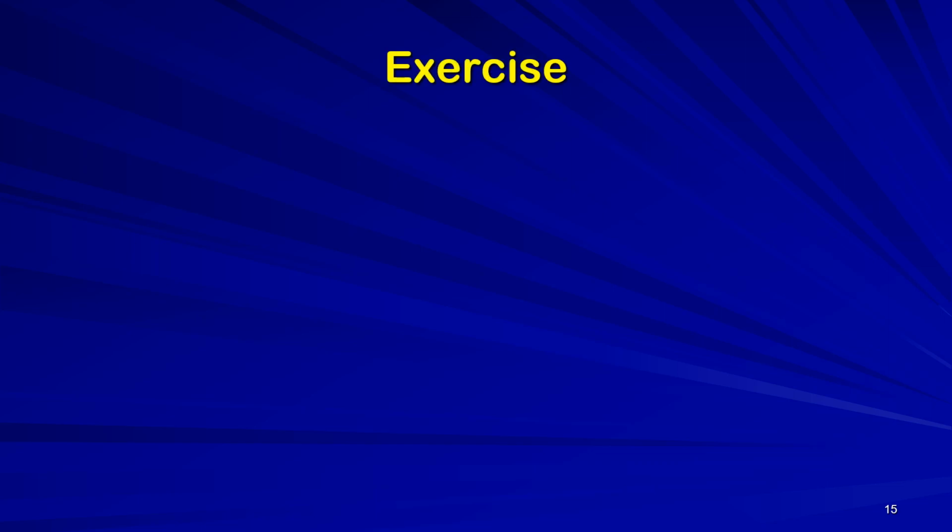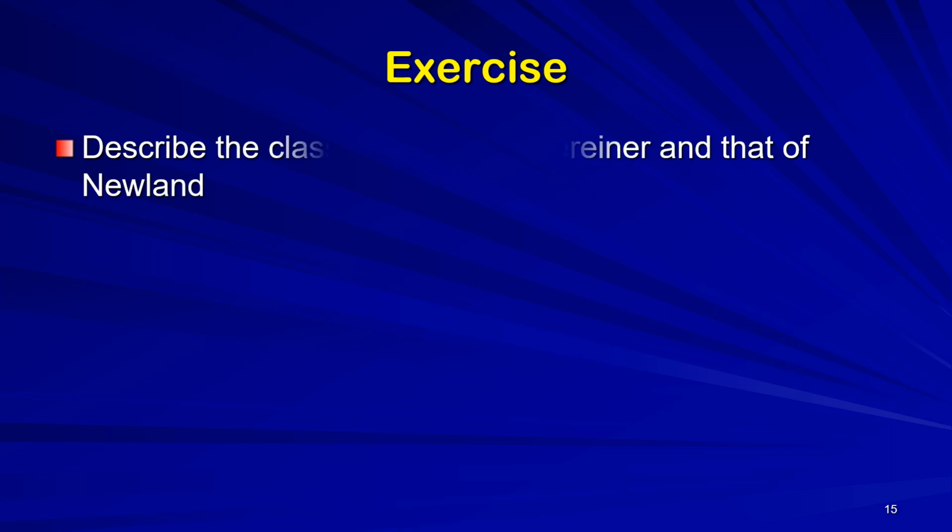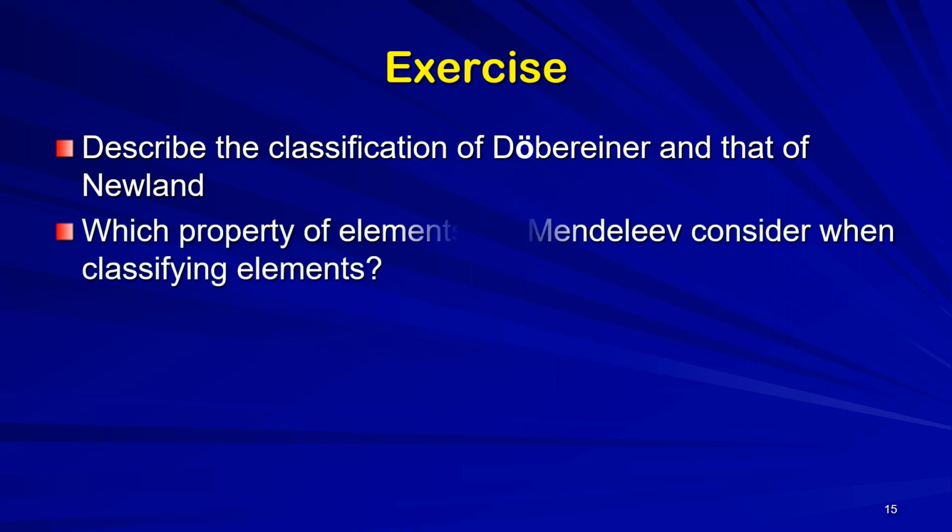Now let us go to the exercise to end this part of our first lesson. Describe the classification of Dobereiner and that of Newland. Which property of elements did Mendeleev consider when classifying elements?